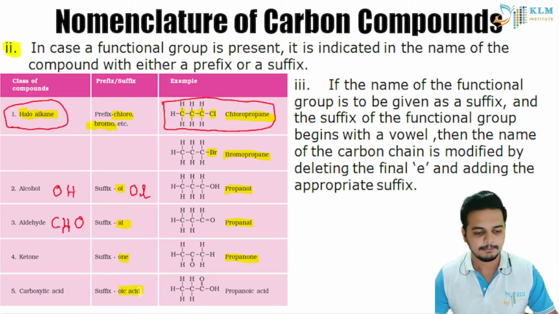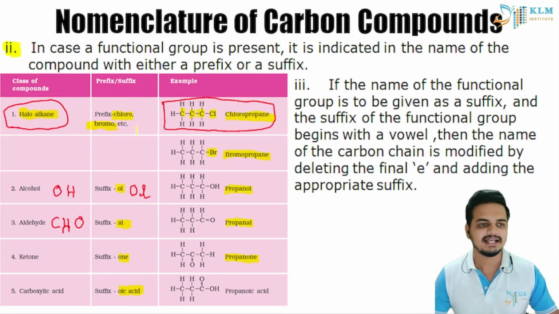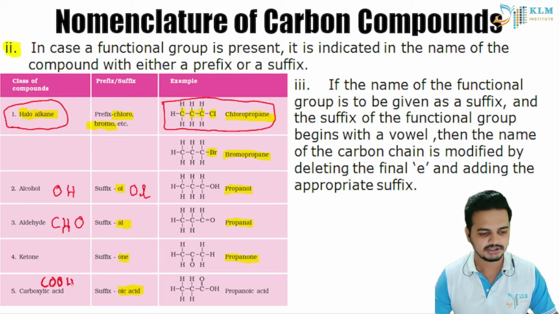And carboxylic acid. What is carboxylic acid, students? It is COOH. This is carboxylic acid. So we add the suffix oic acid, so it becomes propanoic acid.